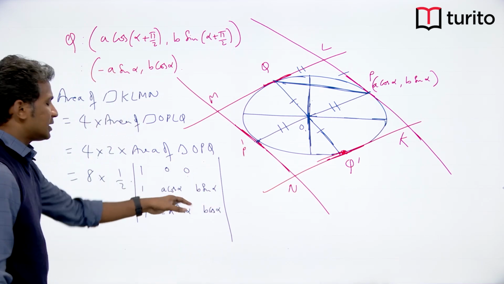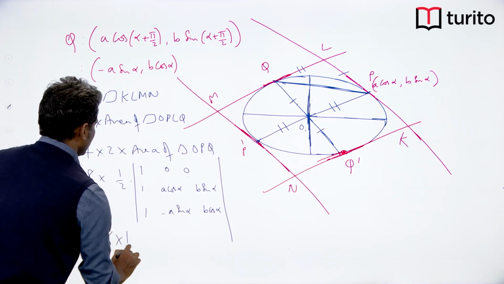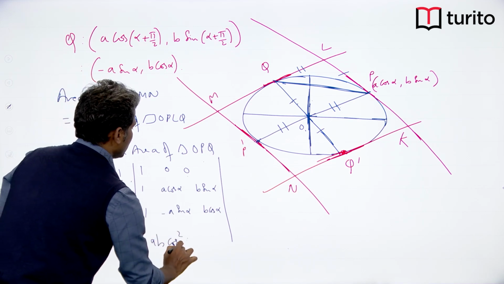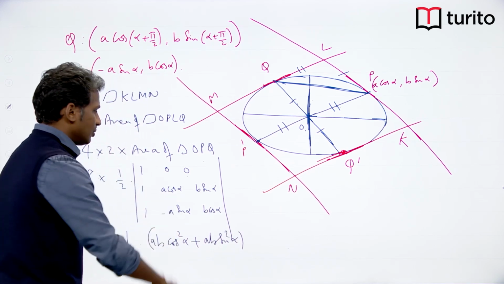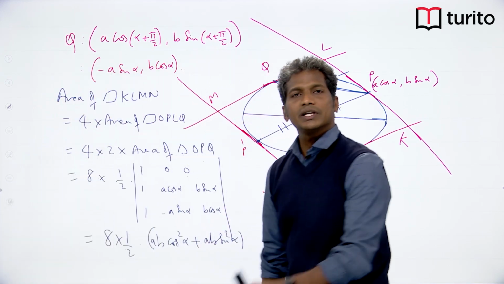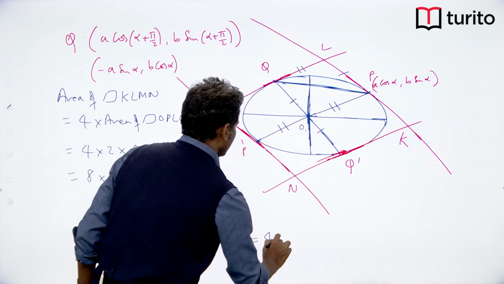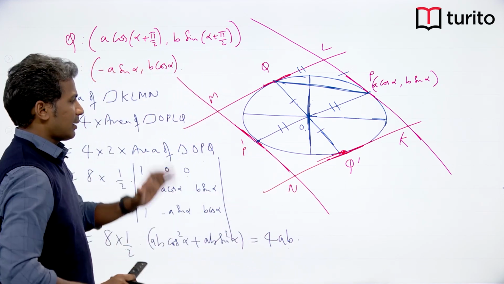Now, finding this determinant is very simple, so you can directly write it. So 8 into 1 by 2 into what are we getting here? ab cos square alpha plus ab sin square alpha, because we know that cos square alpha plus sin square alpha is 1. So we can straight away say that it is going to be 4ab. That is the area of this parallelogram.